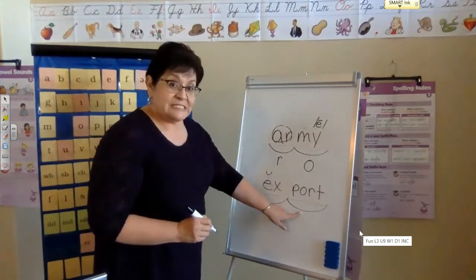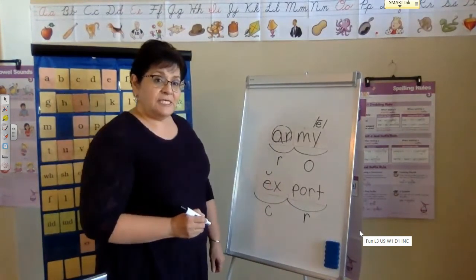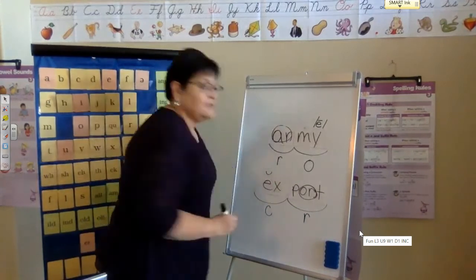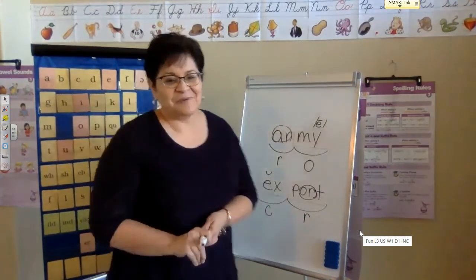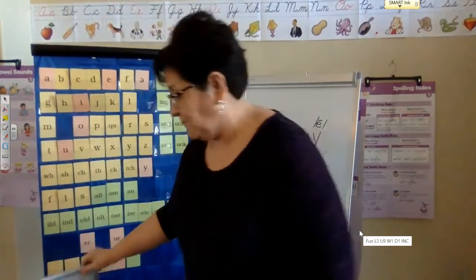What syllable type is this? R-controlled. How do I mark my R-controlled sound? Circle it, just like that. And we have export. Okay, so now let's think about something new.